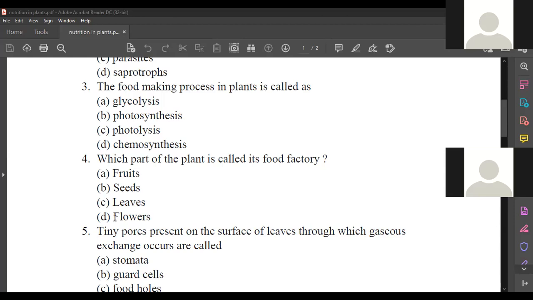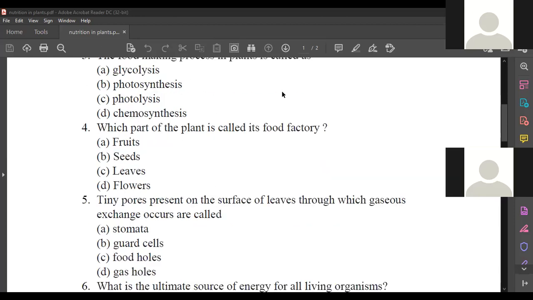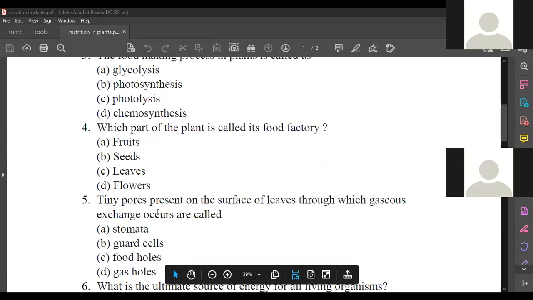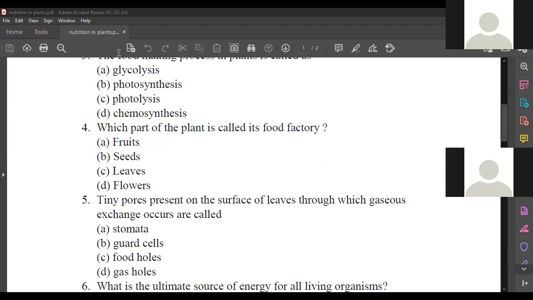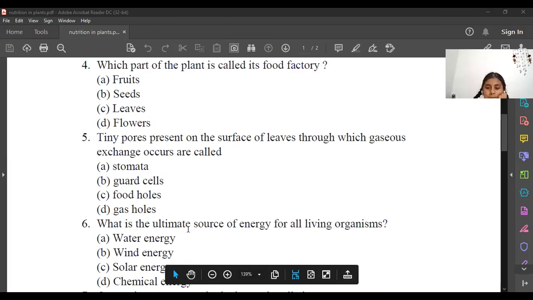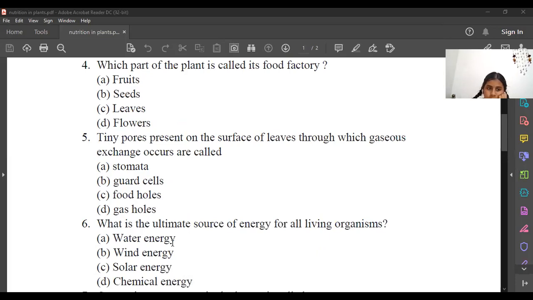Then the next one: tiny pores present on the surface of the leaves through which gas exchange occurs are called stomata. I will call you one by one, I said, but you are not following, so I kept everyone on mute. The next one, tiny pores present on the surface of the leaves through which gas exchange occurs: stomata.